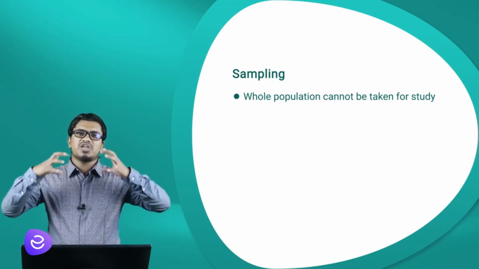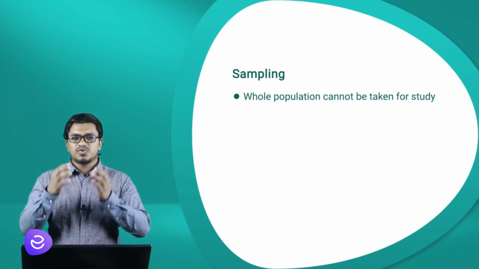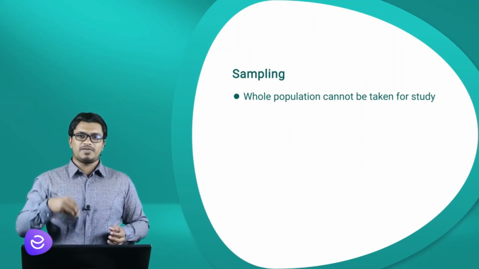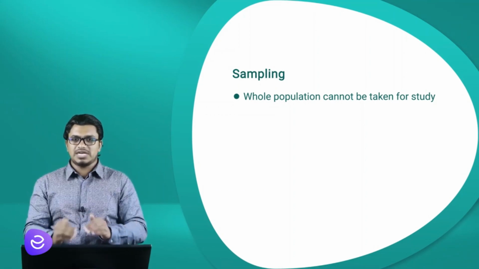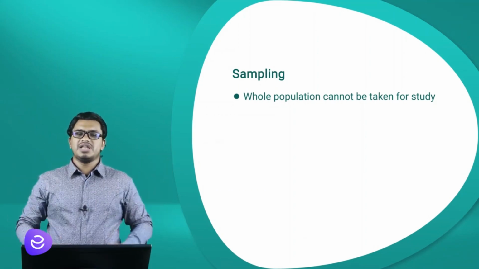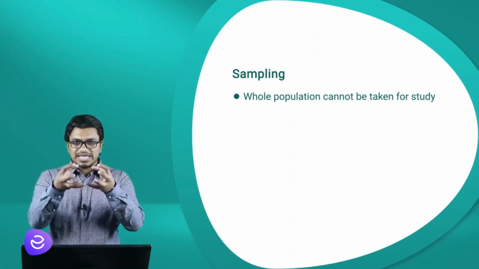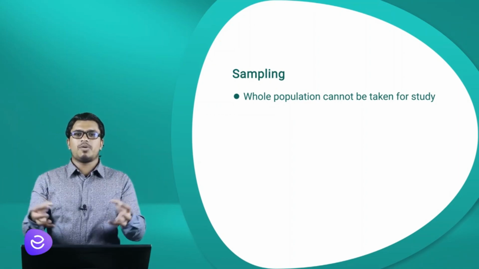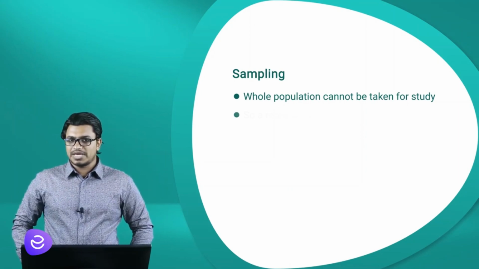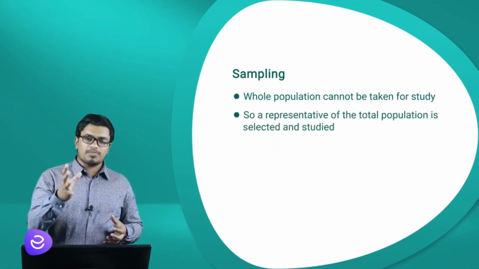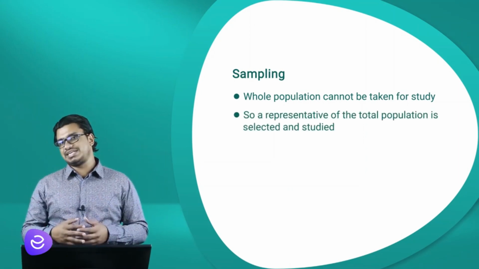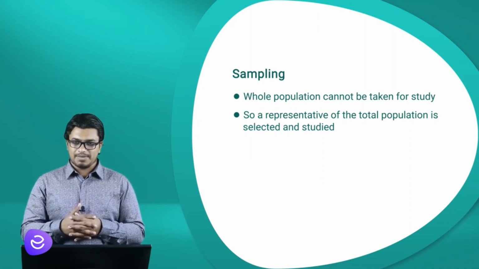We cannot study the whole population, so we take a few people from the population, study them and then make a general statement. That taking of some people from the whole population is called sampling. A representative of the total population is selected and studied. That is what is called sampling.